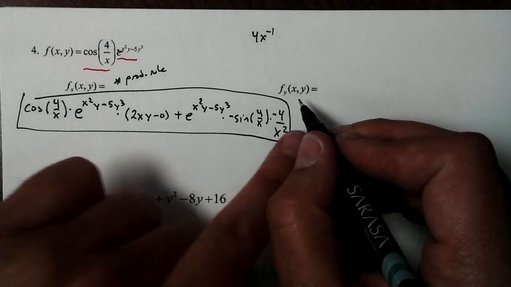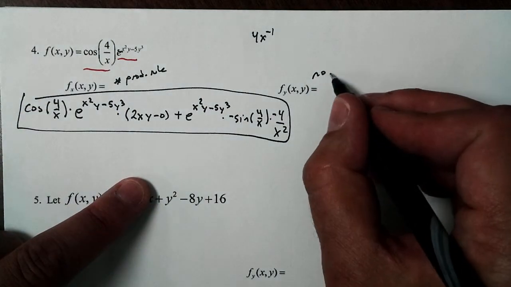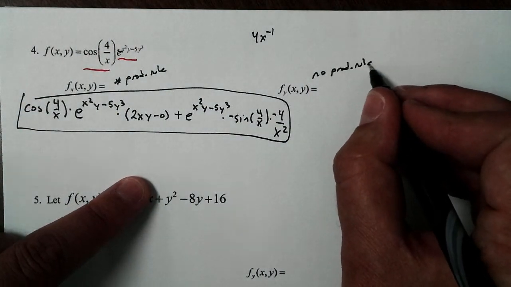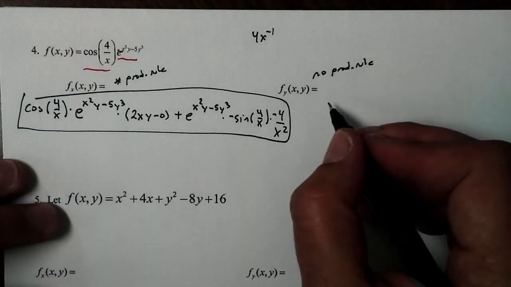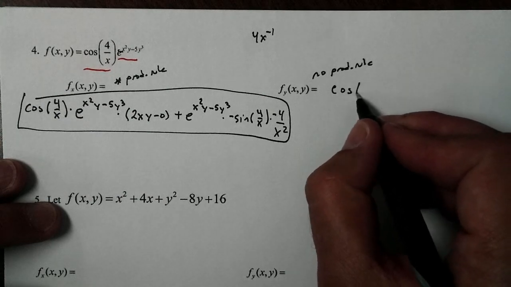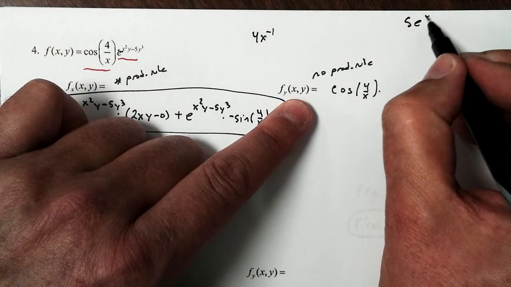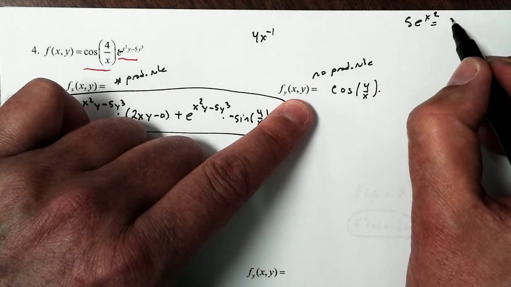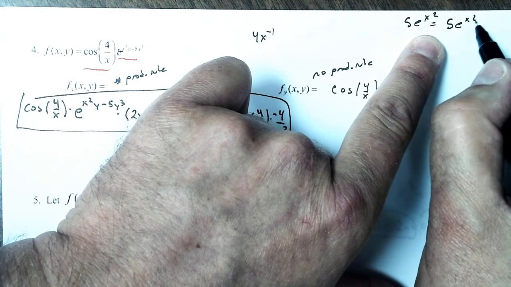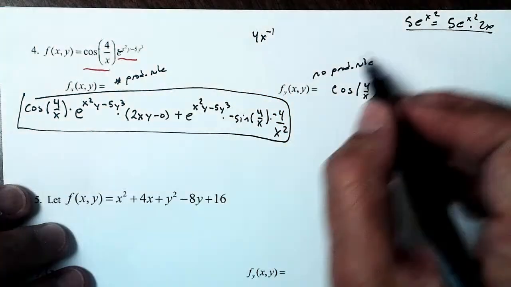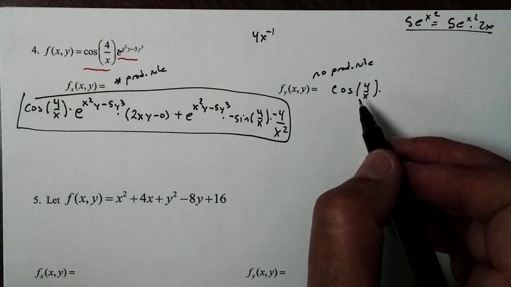So let's take the derivative with respect to y. Now what's nice about this one, there is no product rule here. Be very careful. I don't have to use the product rule here because my first function is in terms of x. So I can just leave that alone. So it's like if I said 5e to the x squared, it's just going to be 5. Leave it alone, and I take the derivative of e to the x squared times 2x, okay? So I can leave this constant alone. That cosine 4 over x is a constant.